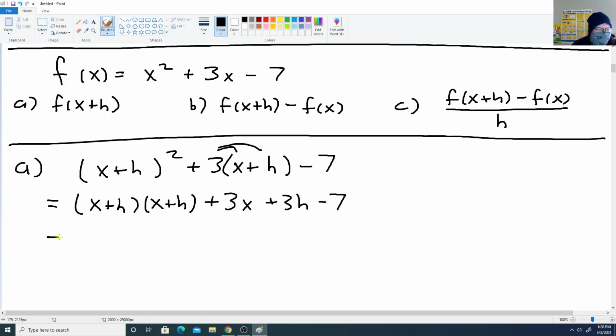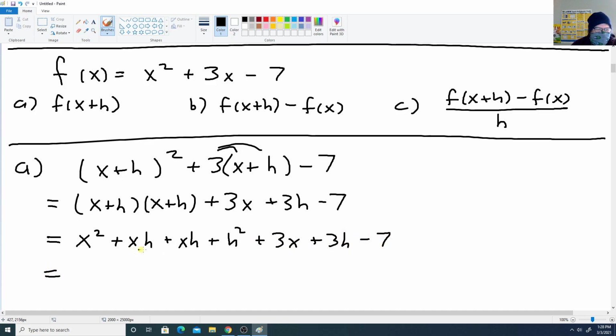Then I'll eventually get the full expression. So for first, I get x times x is x squared. Outer is plus xh. Inner is also plus xh. Last is plus h squared. Plus 3x plus 3h minus 7.